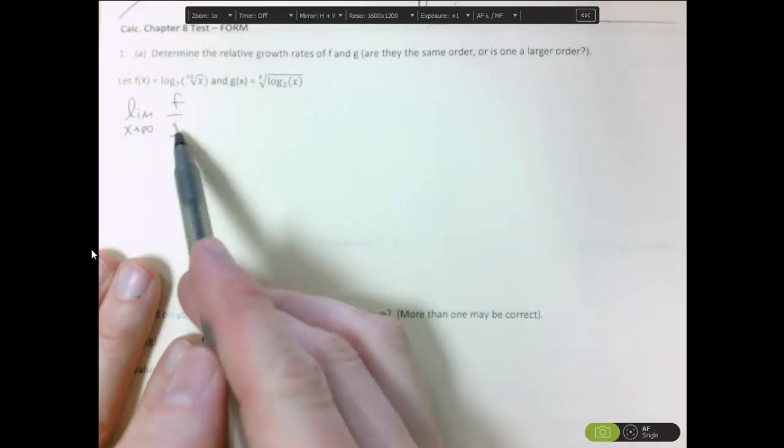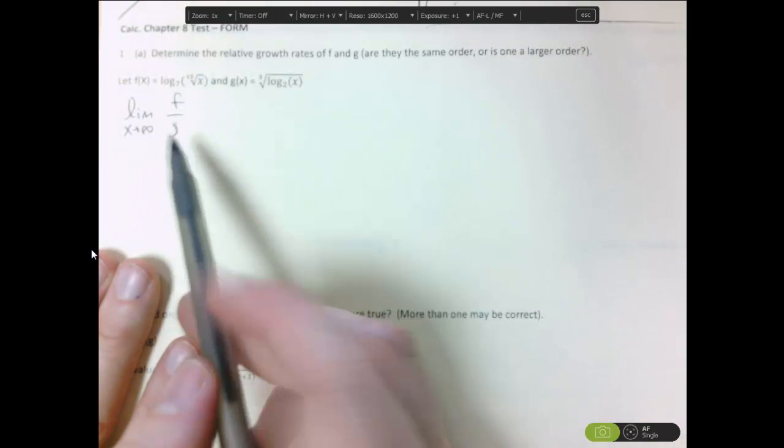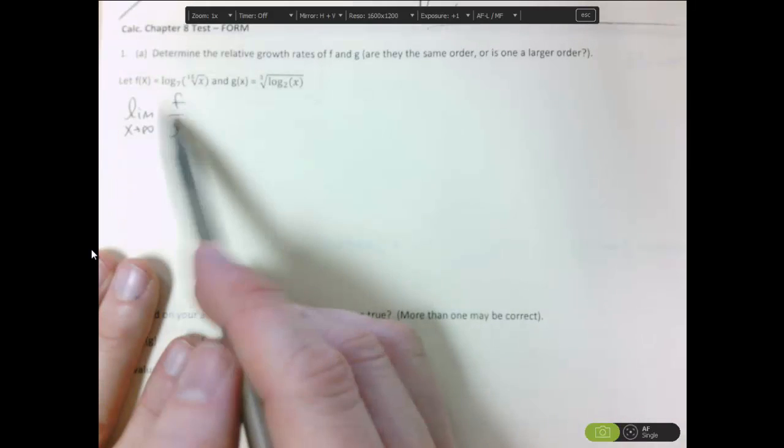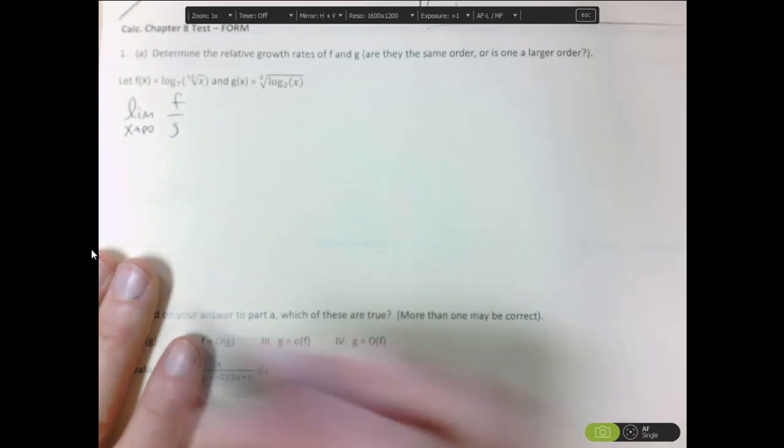Here I'm supposed to determine the relative growth rate between f and g. This is just a straightforward application of the definition. So I will test the limit as x approaches infinity of f over g, and if it comes out to be 0, I know g has a larger order of growth, and if it comes out to infinity, I know f has a larger order of growth. So let's see what it comes out to.